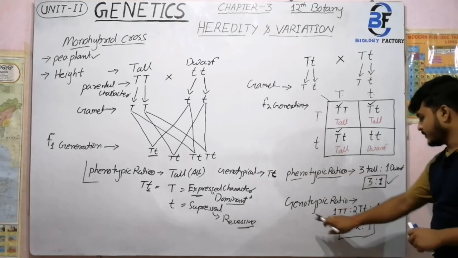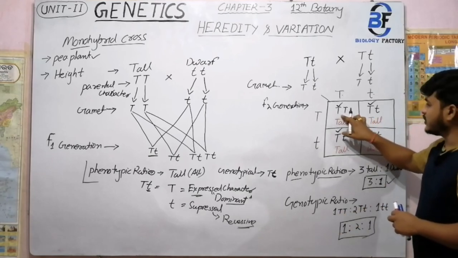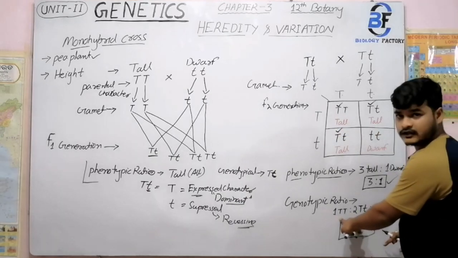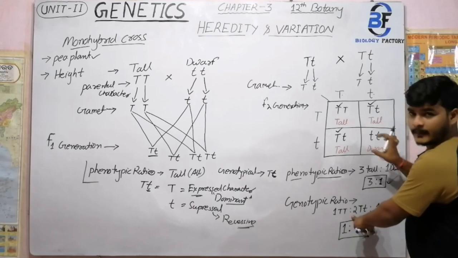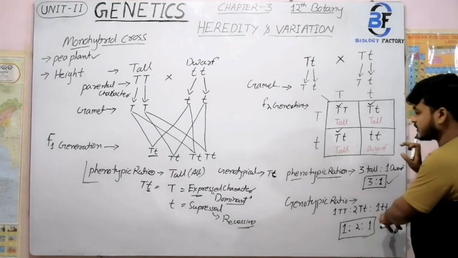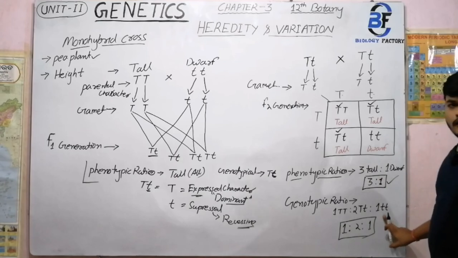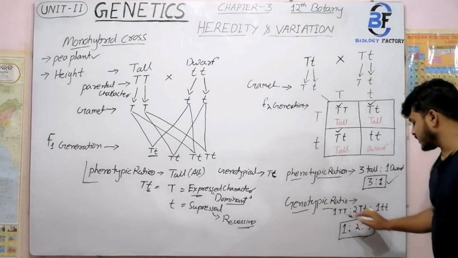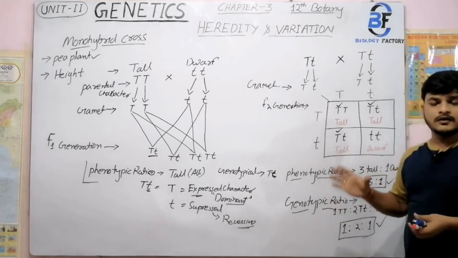Next, the genotypic ratio. The genotypic ratio is according to the genes. That means we found one set of capital T capital T. Next, 2 sets of capital T small t. And 1 set of small t small t, that means the dwarf nature. So the resultant is 1:2:1. So the genotypic ratio is 1:2:1. So it is all about the monohybrid cross.